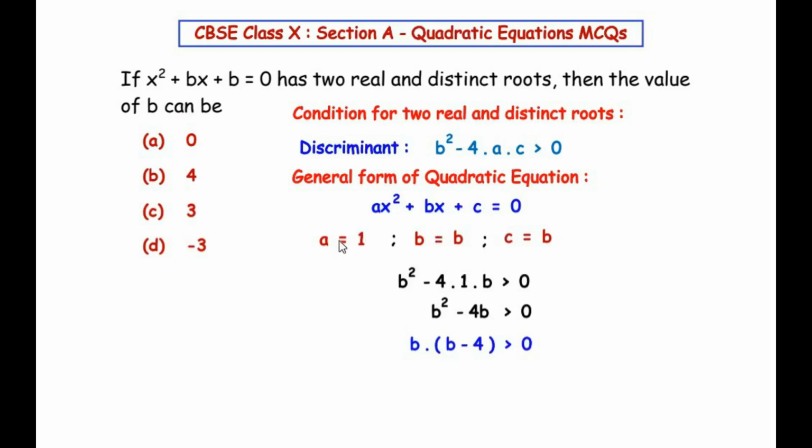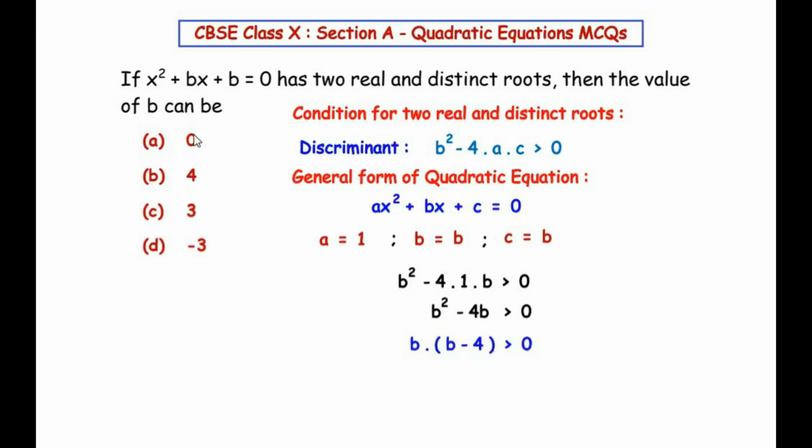Now once we have got the value of a, b and c, we are going to plug it in this condition. So b square becomes b square because the value of b is b itself, minus 4 times the value of a is 1 times the value of c is b, should be greater than 0. Now simplifying the left hand side we get b square minus 4 times 1 is 4 and 4 times b is 4b, is greater than 0. Now in the next step we have factorized the left hand side because we can see that b is a common factor. So we have taken it out and inside the bracket remains b minus 4 greater than 0.